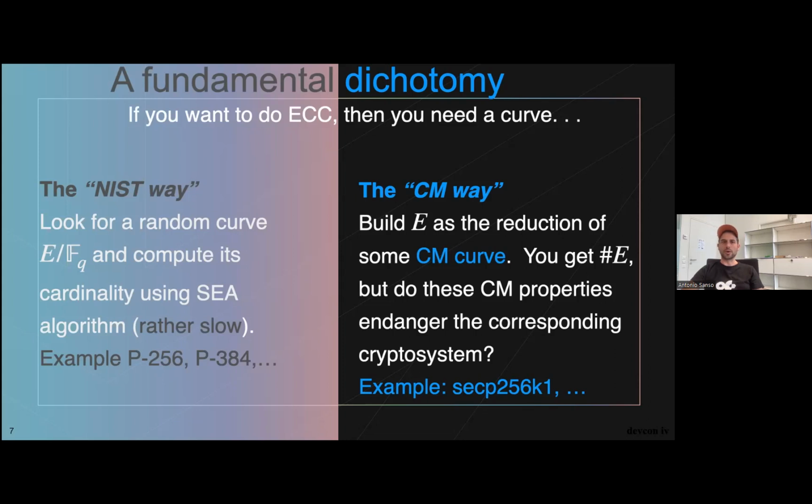The second way is what I call the CM way, and it uses something called the CM method that we're going to see the gist of in the next slide. There's really some deep mathematics behind the CM method, but describing it at a high level is not so complicated. The point here is that these curves come with some additional properties. For example, they have some computable endomorphism, and some people think that they're kind of dangerous to use. But at the end of the day, these are the curves used in Ethereum and Bitcoin. For example, secp256k1 is the curve used in Bitcoin and Ethereum, and it is built using the CM method.